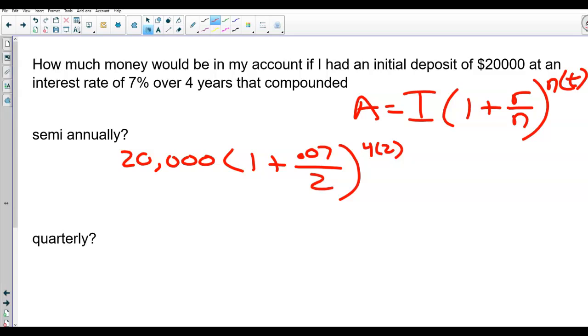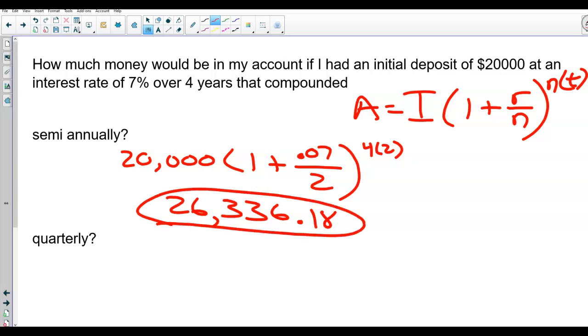And I'll actually pull a calculator and do it with you on the first one. If you can put it all in at once and get the right answer, awesome. You're good with that? Great. But if you can't, this is what I would do. 0.07 divided by 2, hit enter. Add 1, hit enter. Raise that. I would do the exponent in my head or off to the side. 4 times 2 is 8, so I'm raising that to the 8th power. And then the last thing I'm going to do is multiply by 20,000. And I'm going to get $26,336.18.